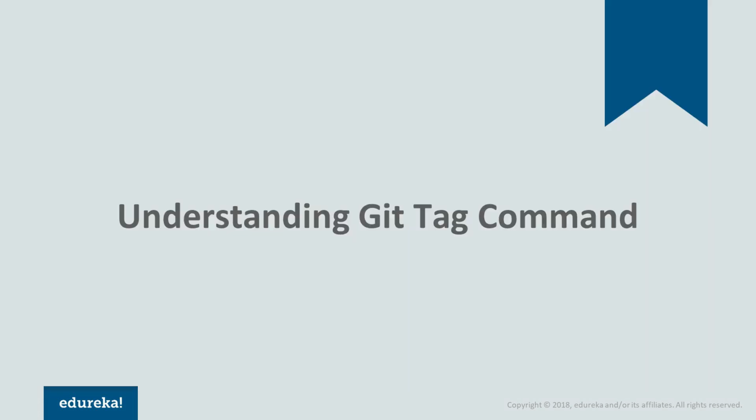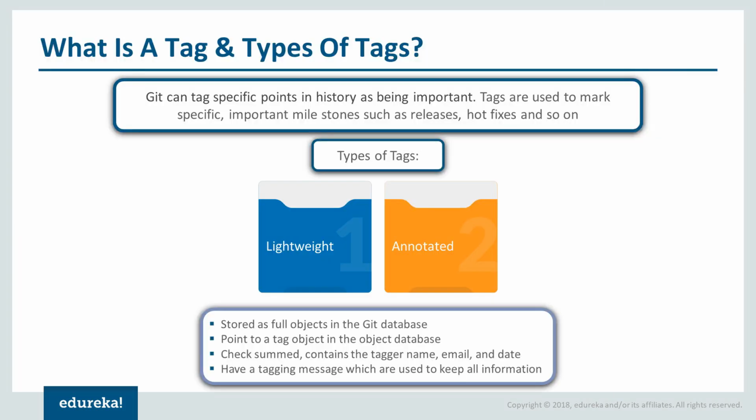Now let's understand the Git tag. We have been putting this on the back burner for long. So let's look at what tags are. Tags are specific points in the history which are important. For example, a certain release, a certain version or a certain bug fix. So tags are used to mark specific important milestones. There are two types of tags. One is the lightweight tag and the second is the annotated tag.